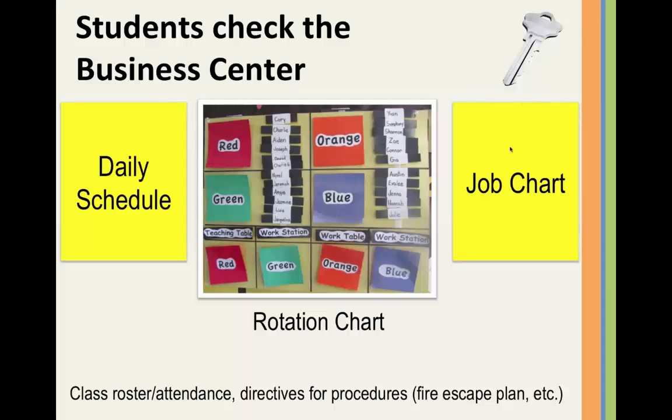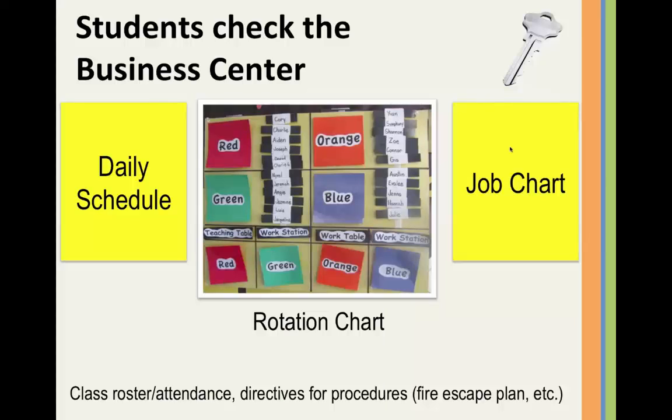A lot of teachers use a job chart so that we assign duties to students. Anything I don't want to do that doesn't pertain to instruction, I make up a funny title for it, and I assign a job chart. My students usually work at that assigned job for one week at a time. We're going to talk more about each one of these in just a moment.